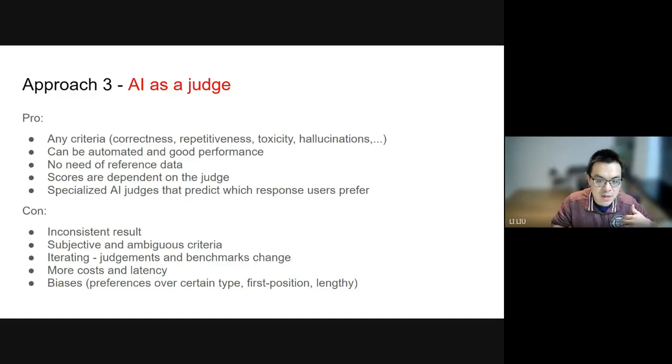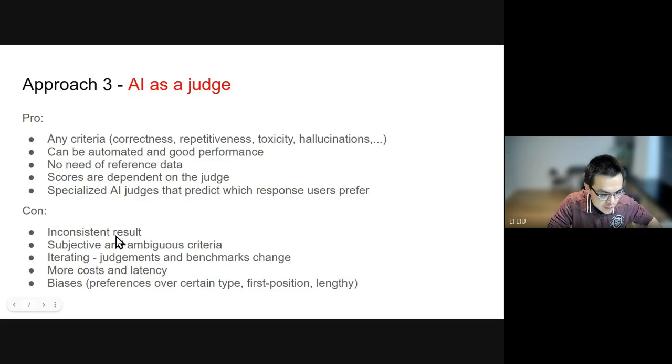So the recommended approach by the book, or maybe the future research direction in the book, is supervised, specialized AI judges that can predict which response the user prefers or not. This means we have a smaller, more specialized AI judge to do the evaluation instead of calling the generic foundation model.